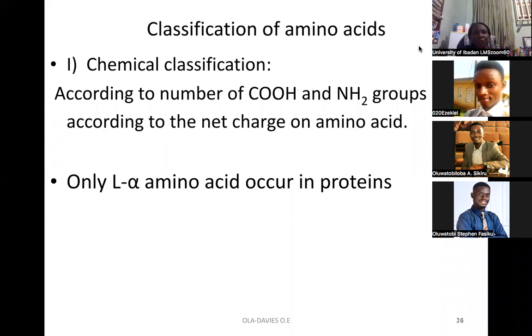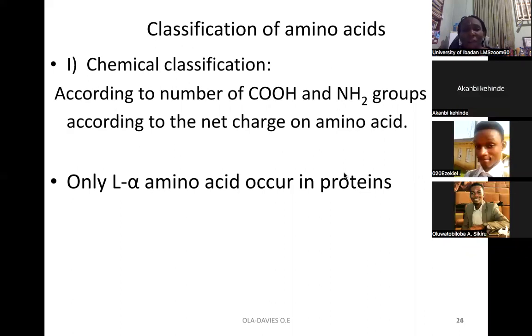The first classification that we're going to do is the chemical classification. This is done according to the number of carboxyl and amino groups available on the particular amino acid, in other words, according to the net charge on the amino acid. If we have one carboxyl and two amino groups, there will be a net amino group, and that automatically shows the amino acid will be basic, because from our previous classes, we said NH2 is basic. So the net charge determines the class of the amino acid.